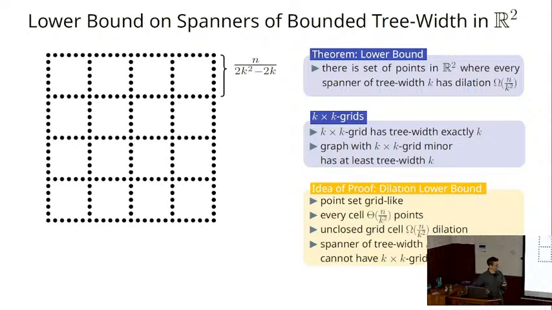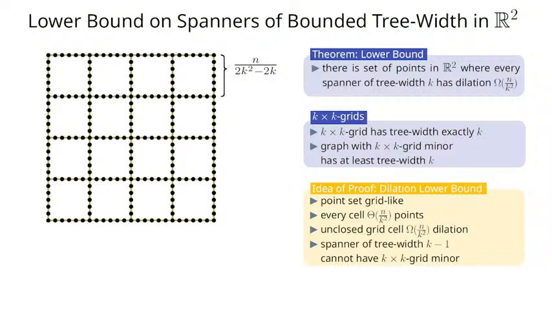Yeah, so that's the idea. So here, for instance, k is 5. If I simply take the complete grid like this, then I get small dilation. I get dilation square root of 2, but the tree width is 5, so 5 being the k of the grid. If I now want to have smaller tree width, say 4, then I will get some more gaps, like this one maybe.